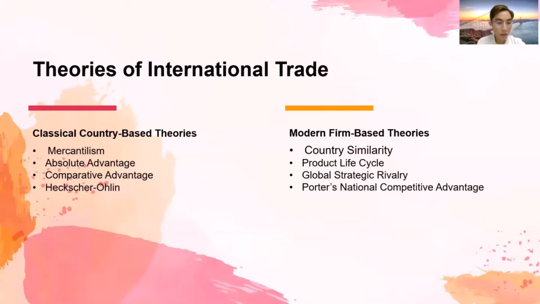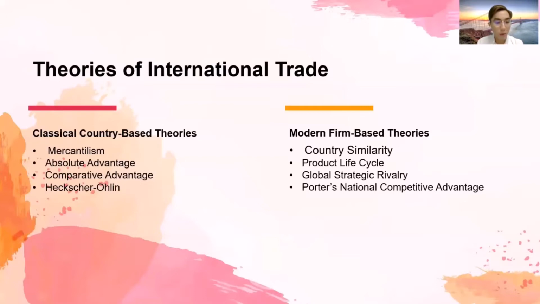For example, China and India are home to a cheap, large pool of labor. Hence, these countries have become the optimal location for labor-intensive industries such as textiles and garments. However, the modern firm-based theories have different perspectives on international trade, which can be summarized as country similarity, product life cycle, global strategic rivalry, and Porter's national competitive advantage.